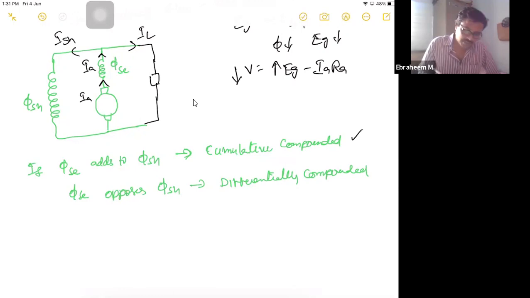you will have extra flux generated because when the load current increases, armature current also increases. So this armature current produces extra series flux. So it will add to the shunt field flux and thereby increase the EG. So if EG increases, the drop in the terminal voltage is compensated.